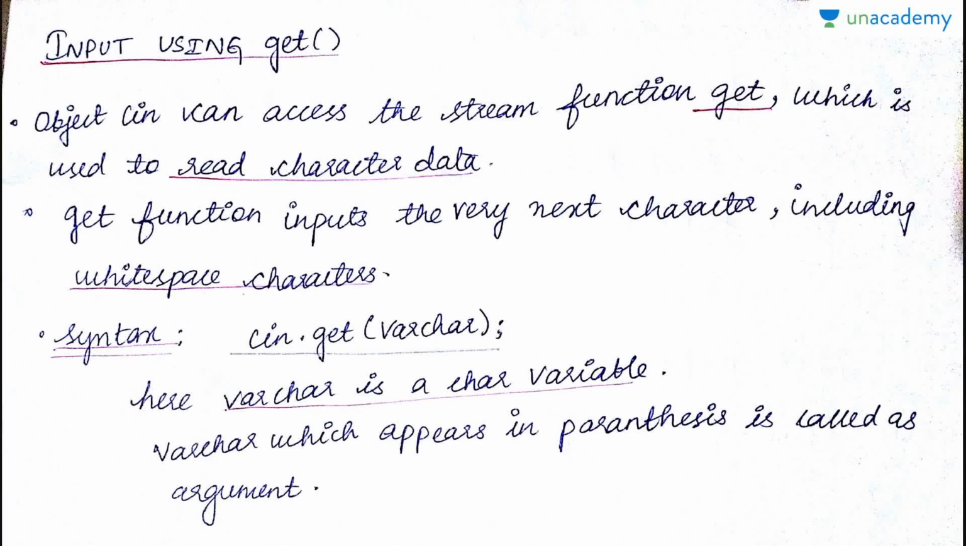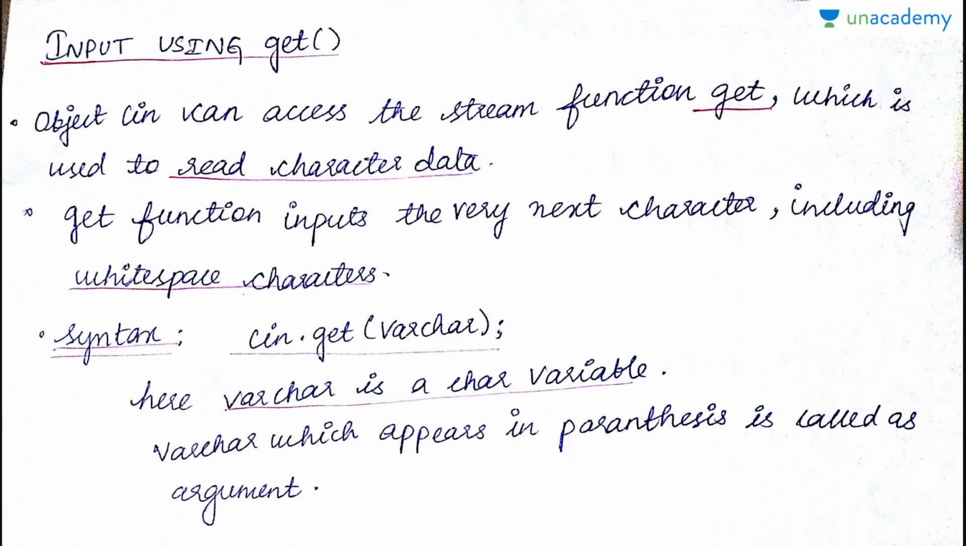Next, you have input using the get function. Input can also be taken using the get function. As we said, cin is called the extraction operator, so we got to know that the word get is associated with input. The object cin can access the stream function get. Get is a function, and a function is followed by parentheses, within which you write what variable you want to pass.